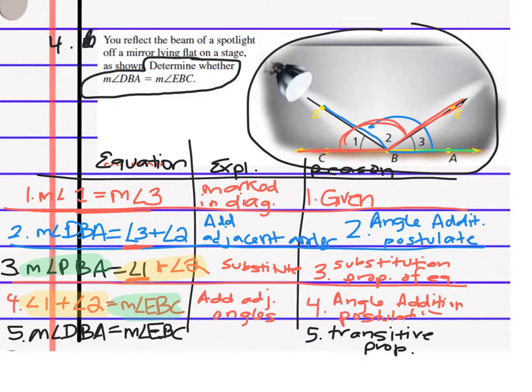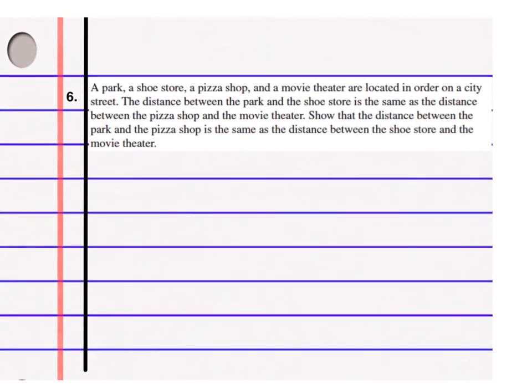Okay, we have one last example, example 5. We will be drawing a diagram for this one, and then you can kind of figure out what you want to write as well. All right, let's figure out what we have here. A park, a shoe store, a pizza shop, and a movie theater are located in order on a city street. So it's like Robert Street. Okay, you got a big street with all this commercial stuff on it.